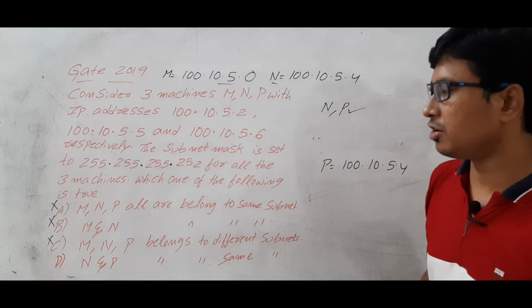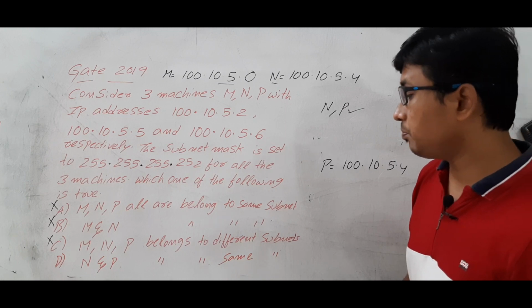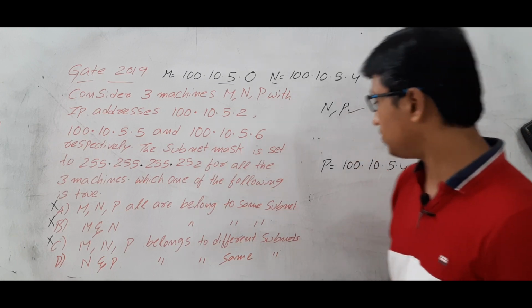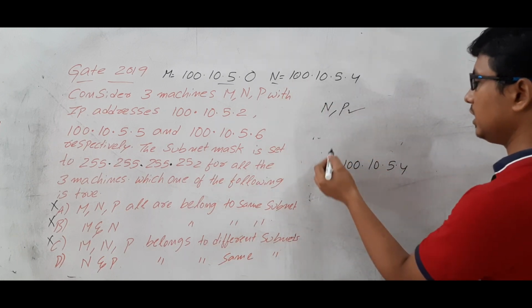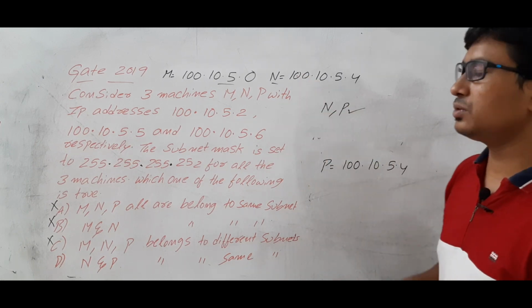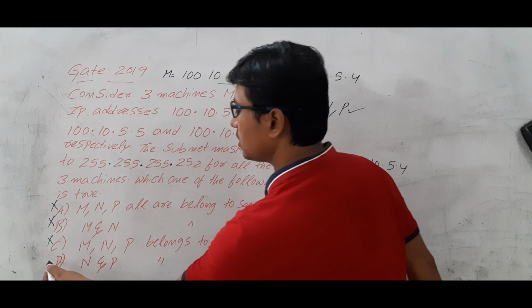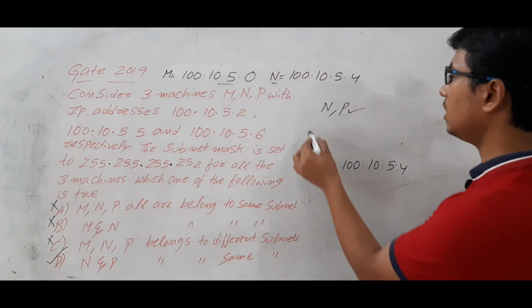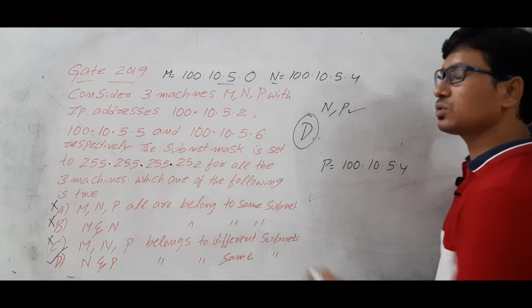So we are left with option D. N and P belong to the same subnet. Yes, N and P belong to the same subnet because both their values are the same. So I can say option D is the correct answer for this question.